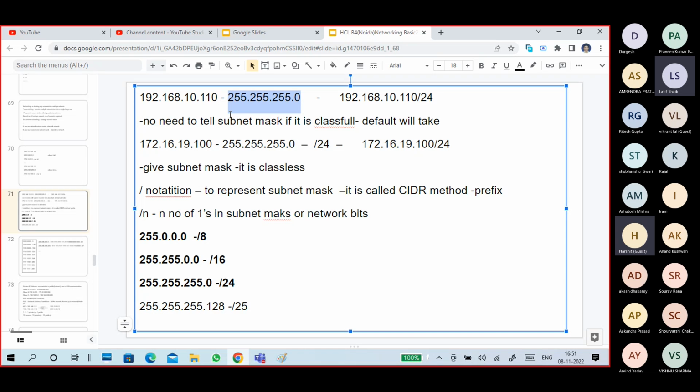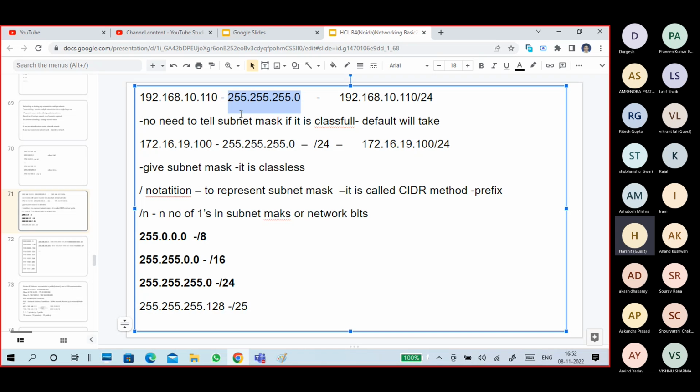Normally, when someone asks what is your IP address, you tell an IP address. But generally, you have to tell a subnet mask. If you don't tell a subnet mask, it is not a problem. It is the default subnet mask. If you don't tell a subnet mask, it means you are using the default subnet mask. Either you don't tell it and we understand, or you tell the subnet mask directly. My IP address is 192.168.10.110 and my subnet mask is 255.255.255.0.